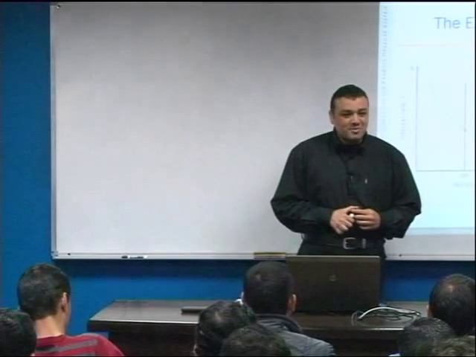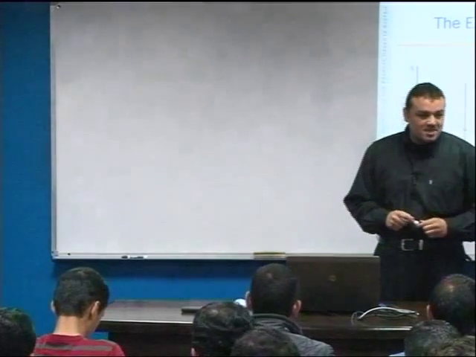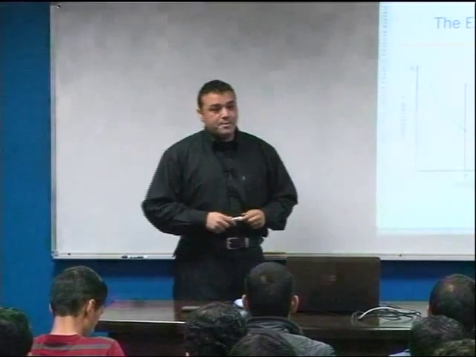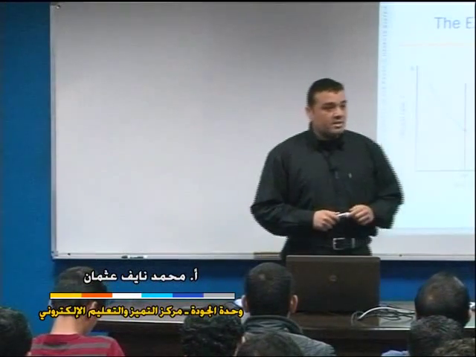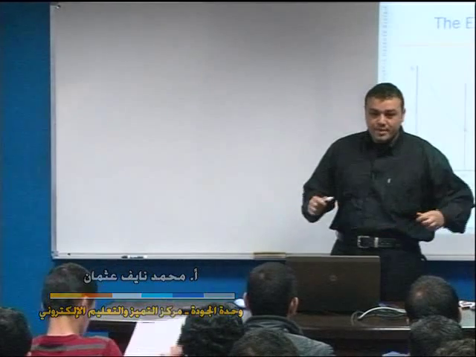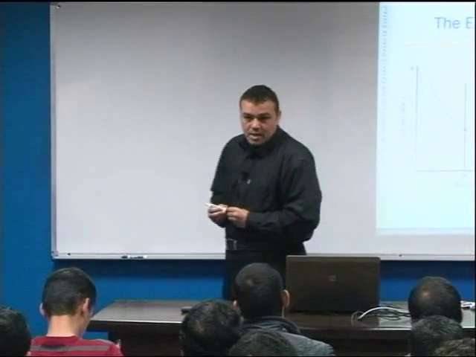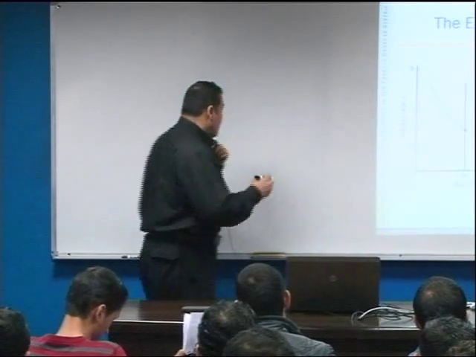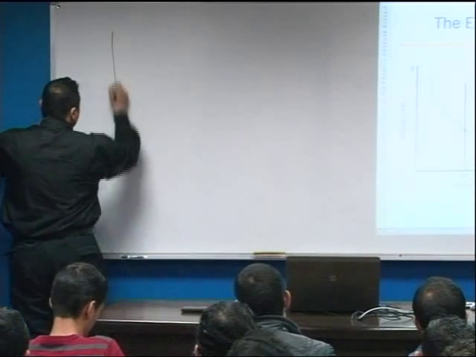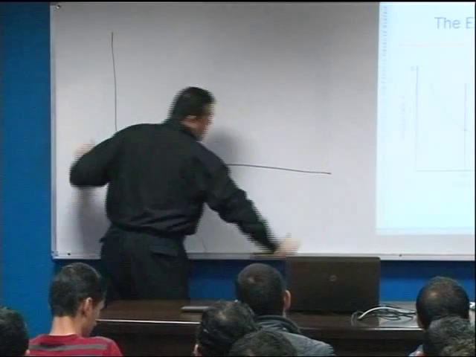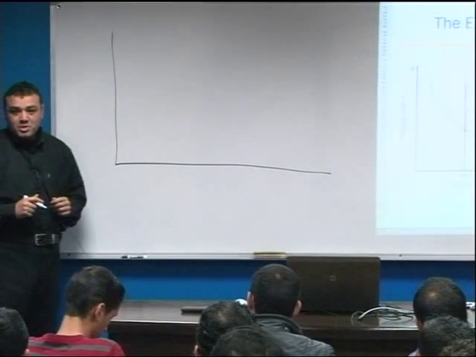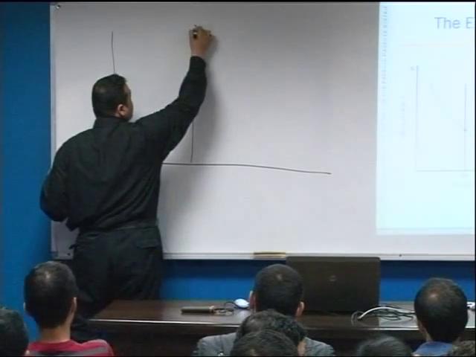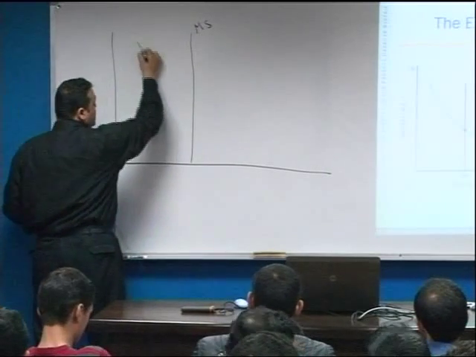Today, inshallah, we are going to complete chapter 6, the money supply, and start chapter 7, the money demand and the equilibrium interest rate. In the last class, we reached the equilibrium in the money market. As you know, the equilibrium in the money market occurs when there is an intersection between the money supply curve and the money demand curve.